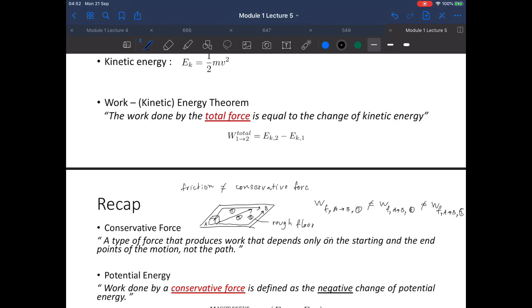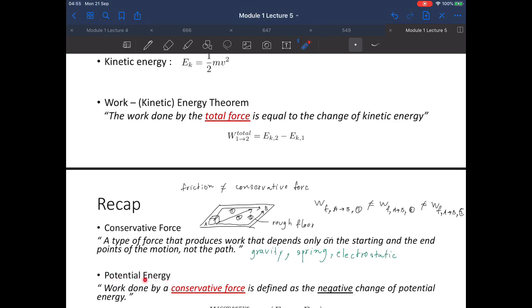So what kind of forces are conservative forces? The kind of force that produces work that depends only on the starting and the end point. Those kinds of forces, for example, are gravity, spring, and electrostatic. These are the three main kinds of force that are conservative forces.